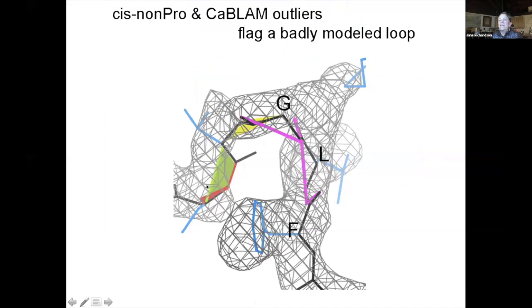Then, for instance, you can get kablam outliers and even cis non-pros and twisted peptides. This is a loop that's badly modeled, and you have this whole piece of density with nothing in it. And an awful lot of the model to map criteria are very sensitive to having model where there's no map, but they're not very sensitive to having map where there's no model.